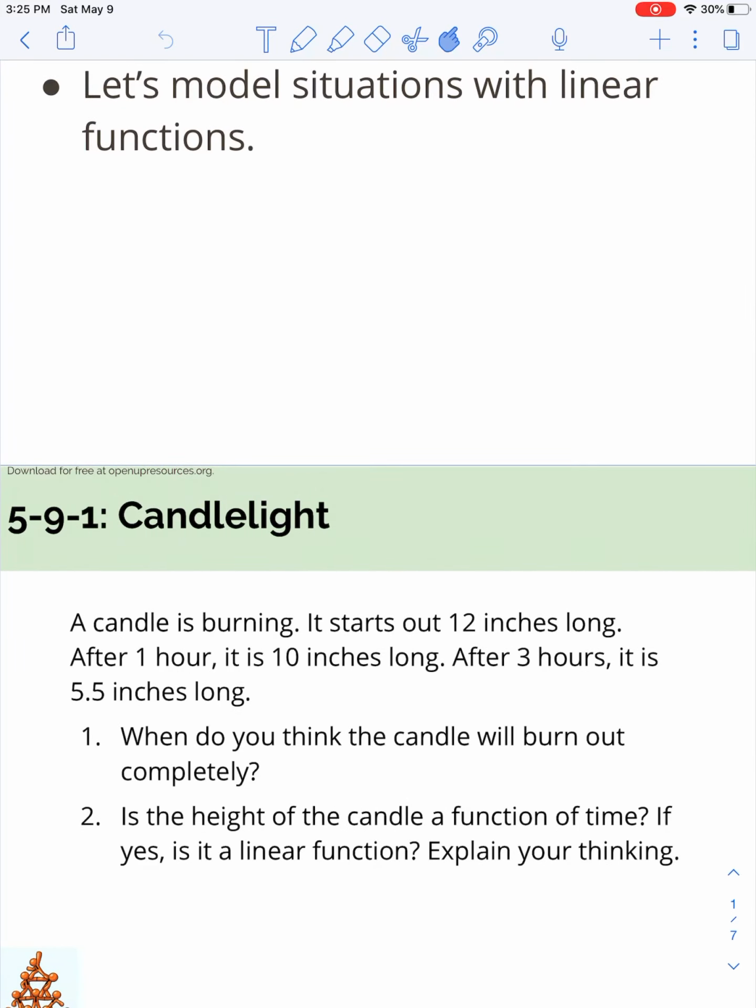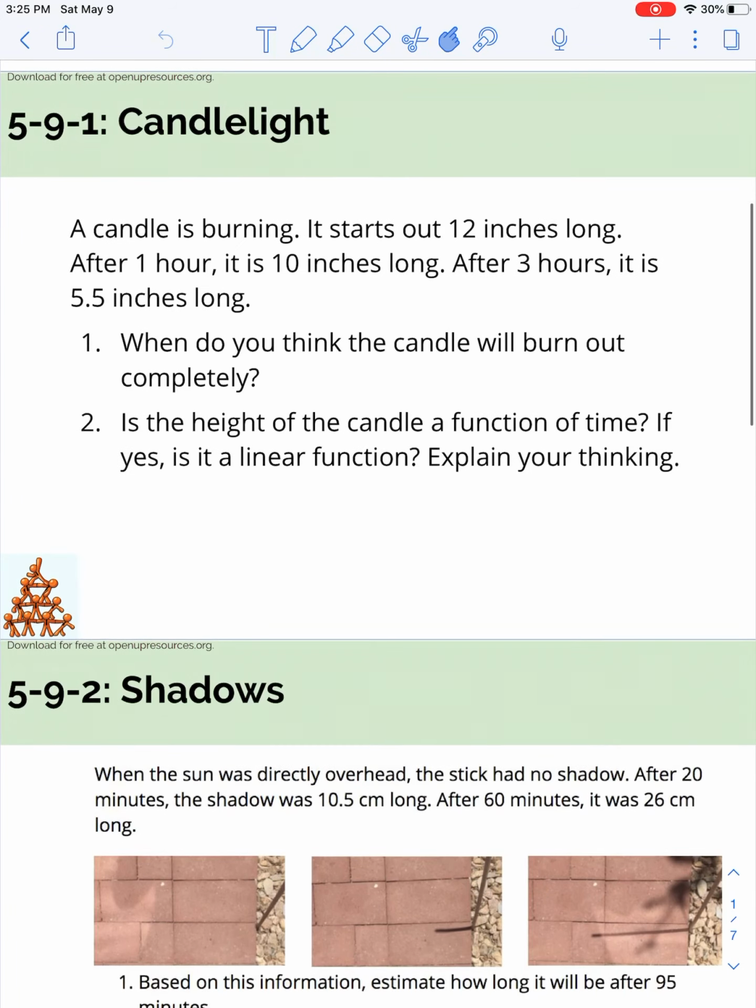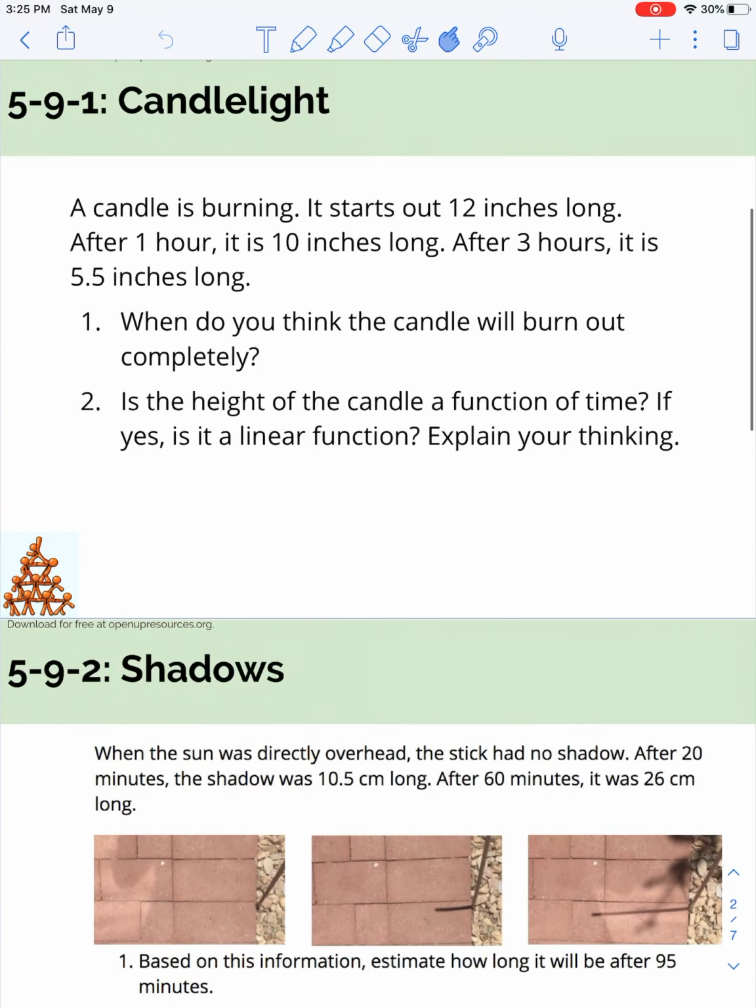Okay, let's model situations with linear functions. So, we're just kind of doing some word problems with functions now. Activity 1 says a candle is burning. It starts at 12 inches. After an hour, it's 10 inches. And then after 3 hours, it's 5.5 inches. When do you think the candle will burn out? And is the height of the candle a function of time?